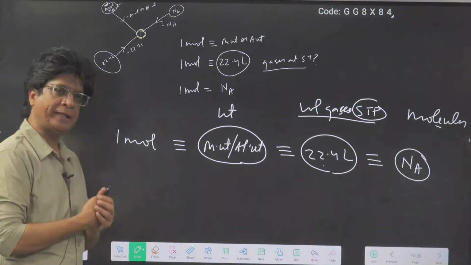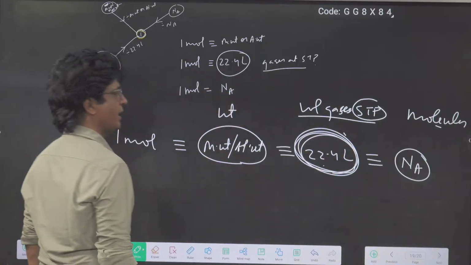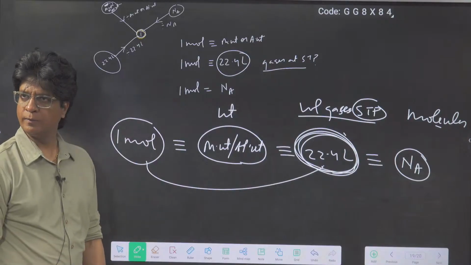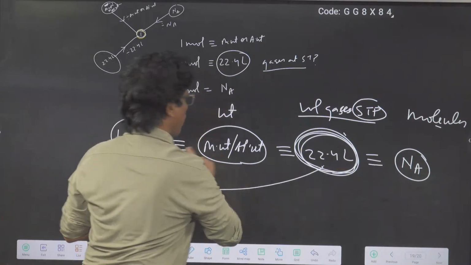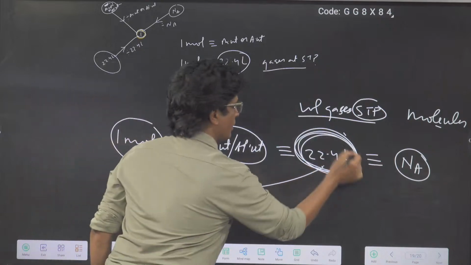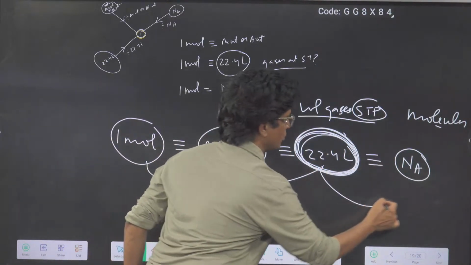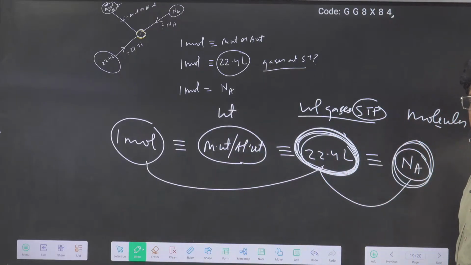Yes. Now tell me one thing. If I take 22.4 liter of a gas, how many moles have I taken? 1 mole. And since they all are equal, then 22.4 liter of a gas will have how many molecules? Avogadro number of molecules.